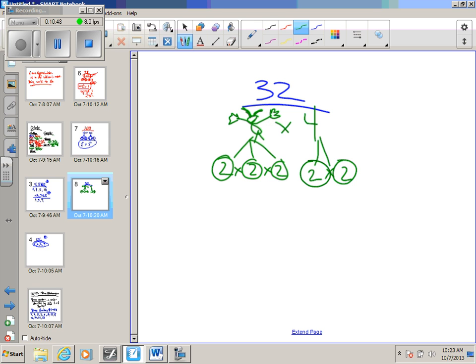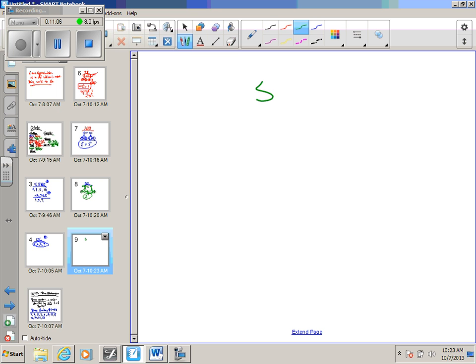And then 2 and 2. Anything left to break down? 2 to the 5th power. Nope, you don't need the 1. You don't need the 1. Don't bother putting the 1 unless it's prime. Okay. How are we doing so far? Good? All right, give it a shot.